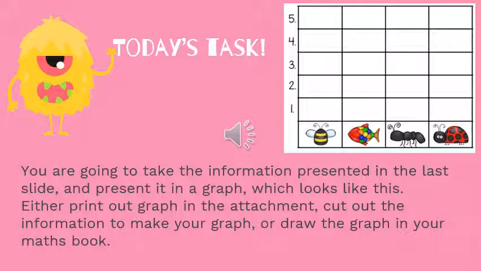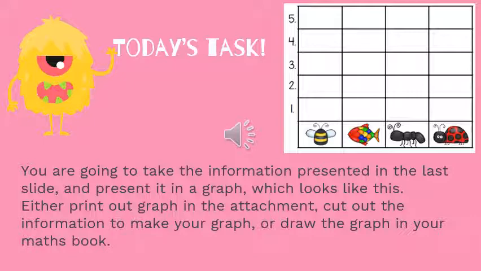Across the bottom, it's got the pictures of the various animals: a bee, a fish, an ant, and a ladybug. And up and down the left-hand side of the graph, it's got the numbers 1, 2, 3, 4, and 5. You're going to use the pictures to put them into the graph. I wonder what you'll find out once you do that.